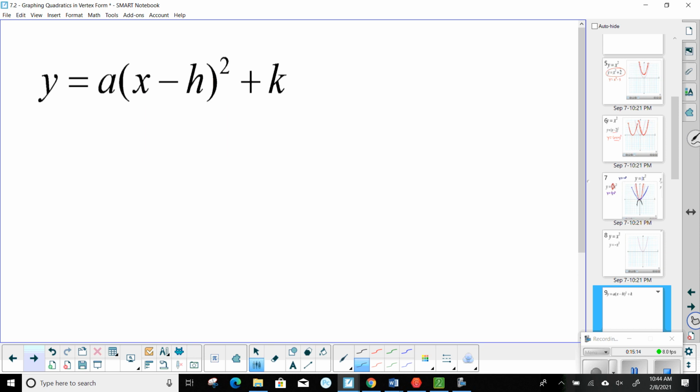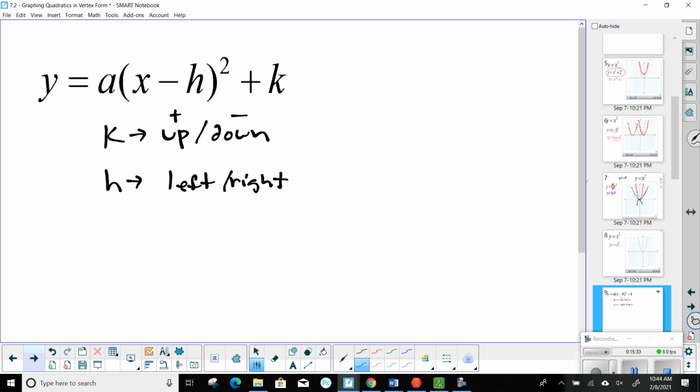the k moves the graph up or down. So I call that a vertical translation. You're just moving it up and down. So plus up, minus down. h moves the graph left or right. Left and right is on the x-axis, right? It's with the x, inside with the x. The tricky thing is don't trust the x, do the opposite. So if it's a plus, you're going to go left. If it's a minus, you're going to go right.